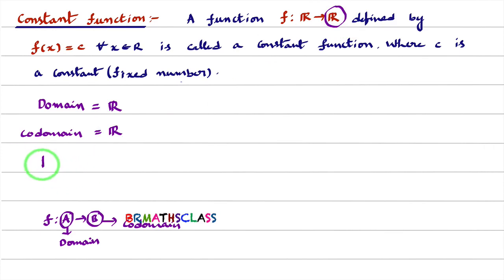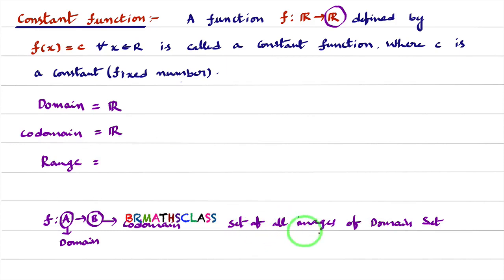What is the range of a constant function? What is the definition of range? The set of all images of the domain set is called the range. You take any real x. f of x is c. That means the image of x is c. f of 1 is c, f of 2 is c, f of 5 is c. You take any real value, its image is c. That means all images of the domain set are c only.